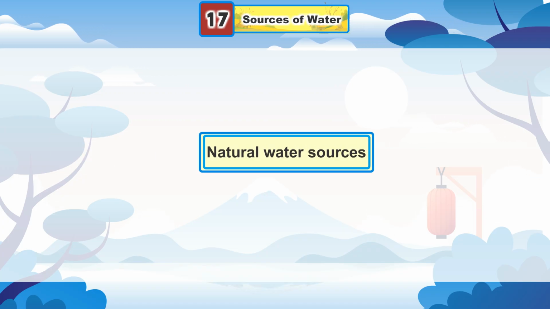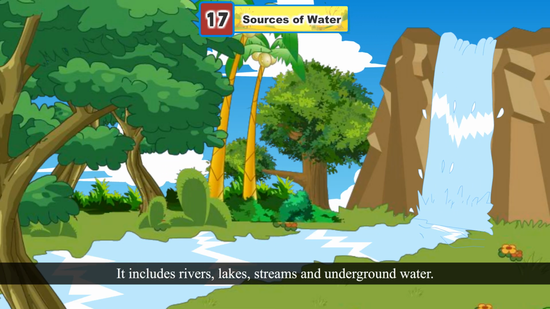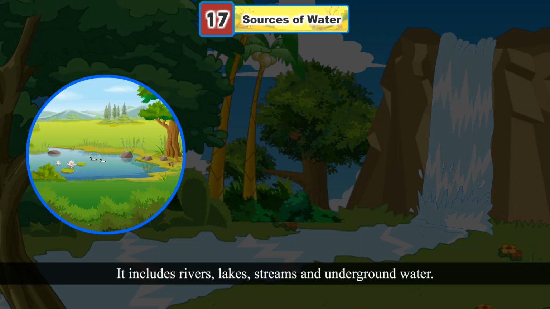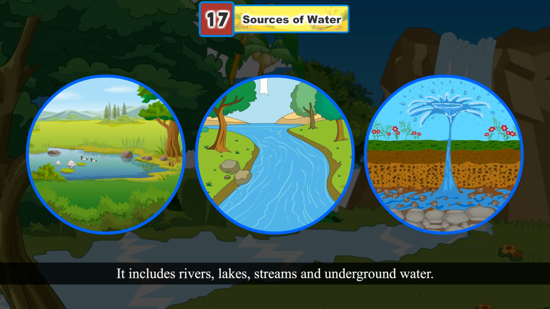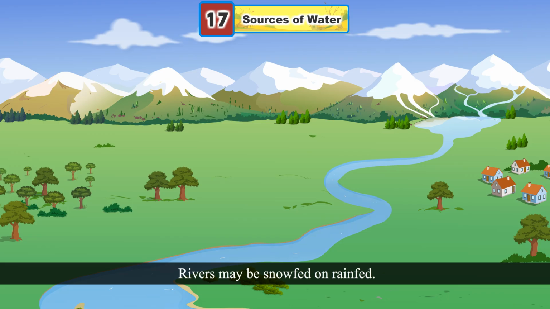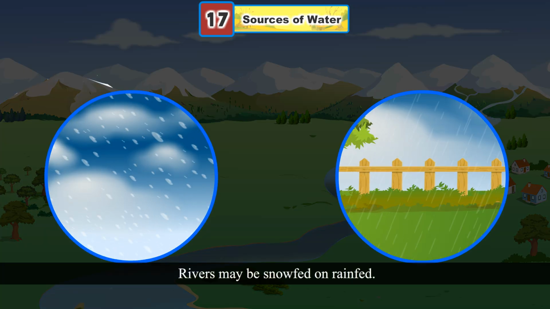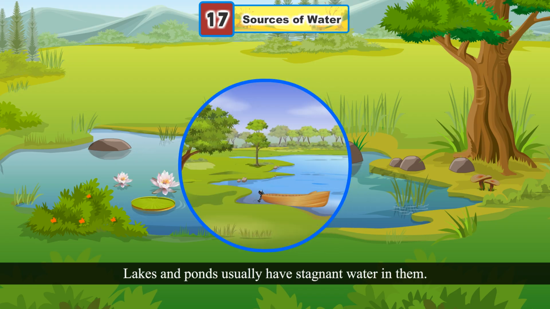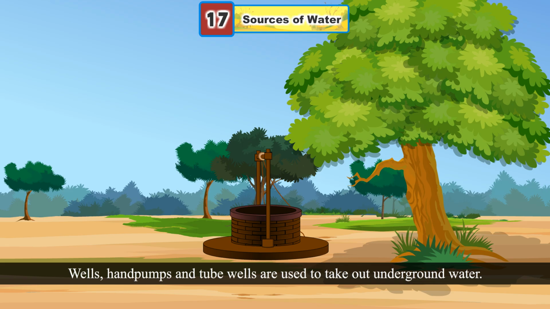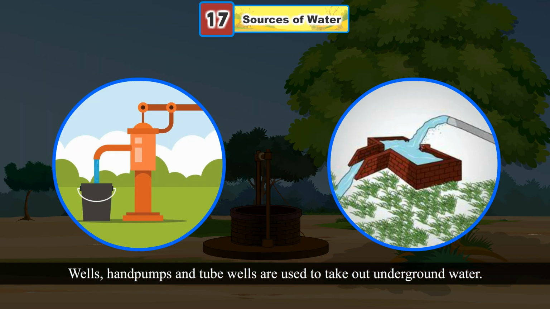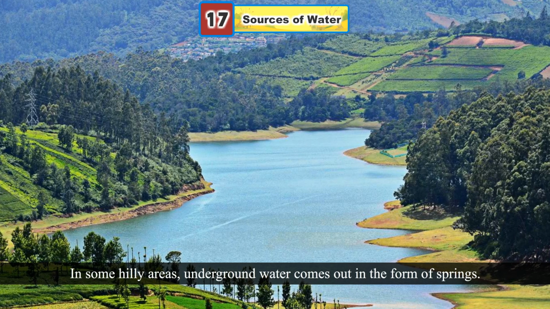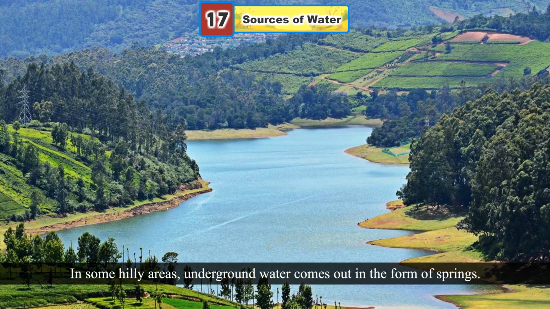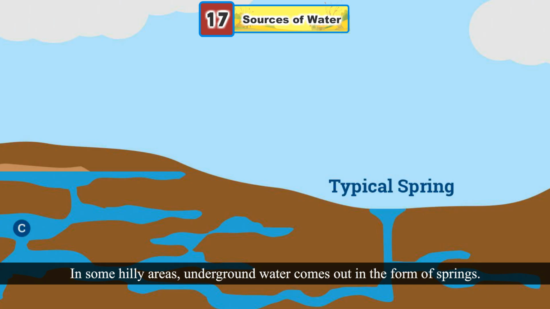Natural water sources. It includes rivers, lakes, streams, and underground water. Rivers may be snow-fed or rain-fed. Lakes and ponds usually have stagnant water in them. Wells. Hand pumps and tube wells are used to take out underground water. In some hilly areas, underground water comes out in the form of springs.